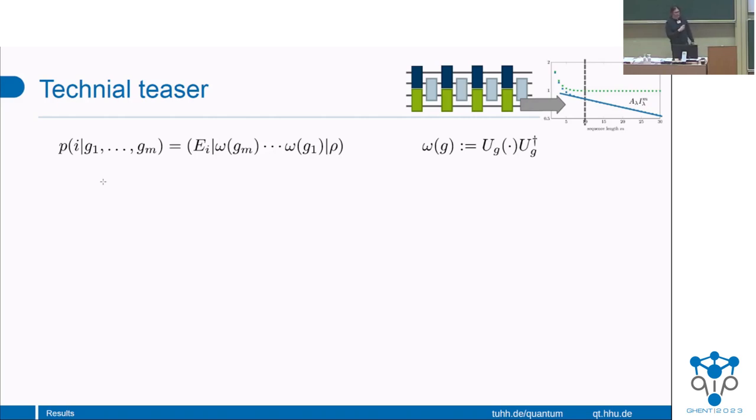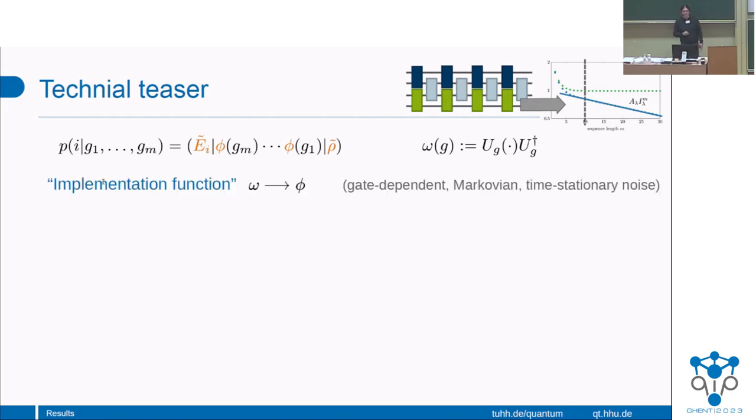We have seen basically that in a noise-free setting, the Born probability is just given by the representation of our group, so the unitary channel that we actually want to apply. But if we have noise, we get a bit of a different scenario. So we change the initial state and the measurement to noisy versions, and we change the representation to something that we call an implementation function. This could be some function on our group. It may be just completely positive and trace non-increasing. It's gate-dependent noise, but it should be Markovian and time stationary. That's what we assume for our work.